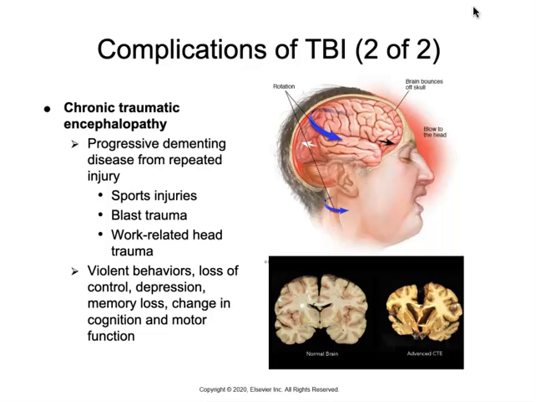Our symptoms develop years later and include things like violent behavior, loss of impulse control, depression, memory loss, and cognitive decline. And motor function can also deteriorate, which affects daily life. And unfortunately, there is no cure, so prevention is going to be key here. You want to limit those repeated impacts and improve any type of protective measure that could reduce long-term damage.